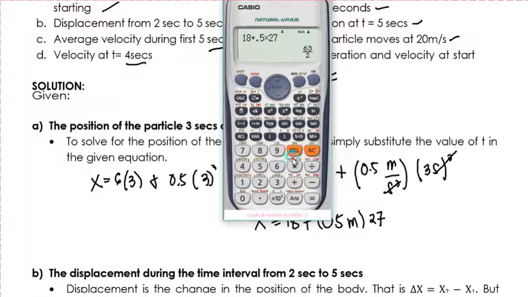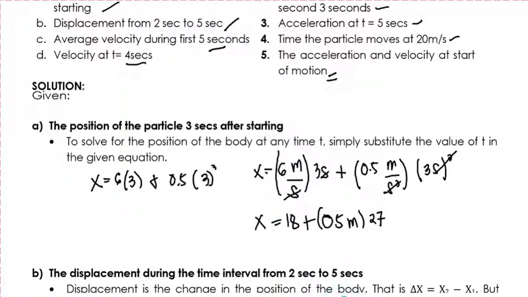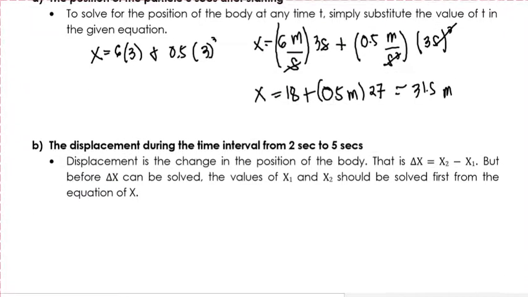So our answer will be equal to 31.5. So our distance value is equal to 31.5 meters. Next, for the second question, we are asked for the displacement during the interval, within the boundaries of 2 seconds to 5 seconds.